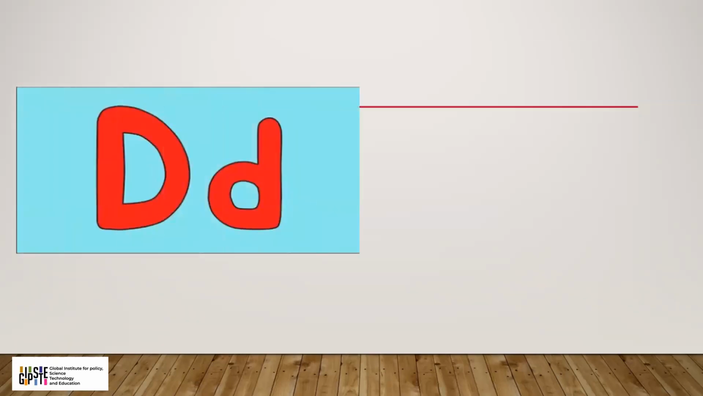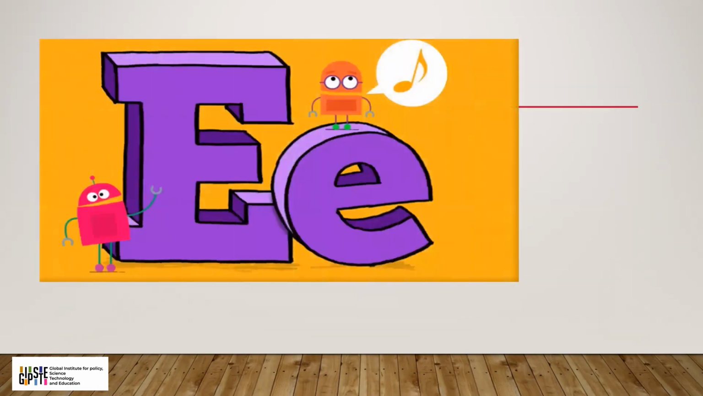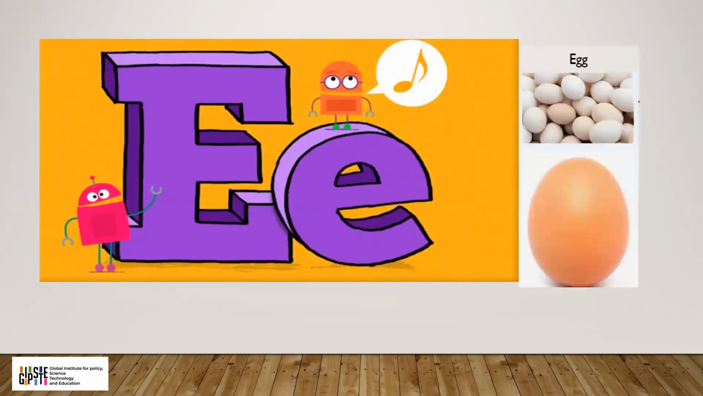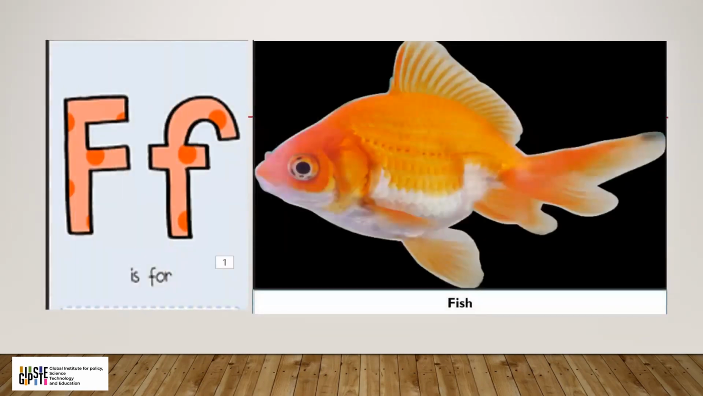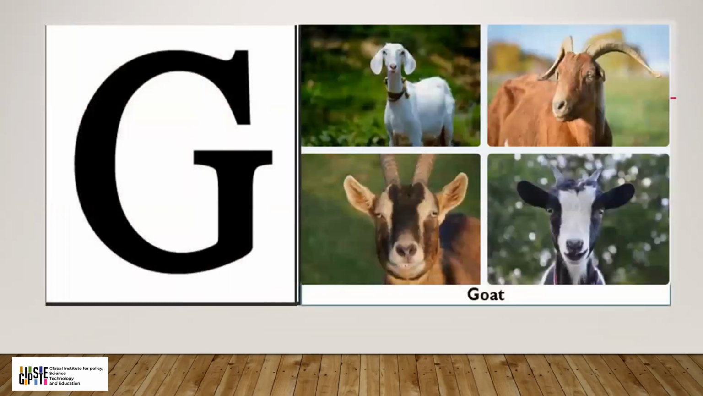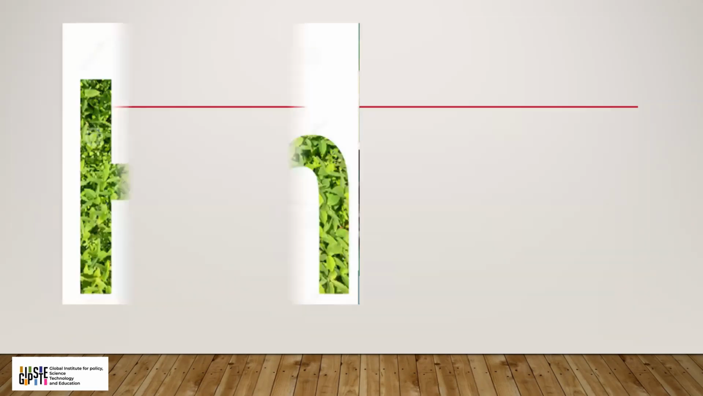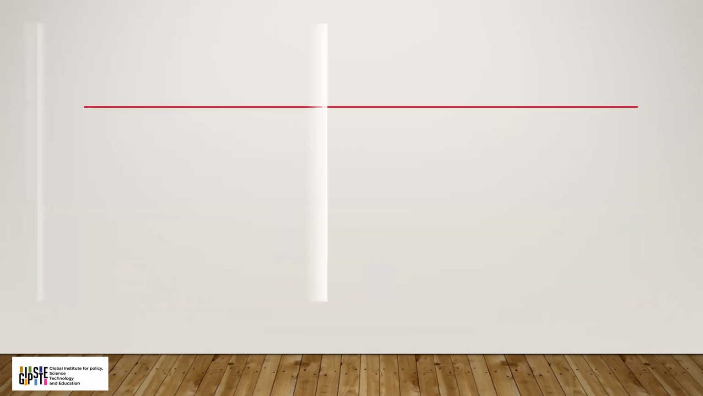D. D is for dog. E. E is for egg. F. F is for fish. G. G is for goat. H. H is for hat.